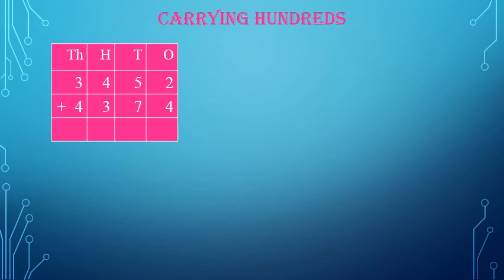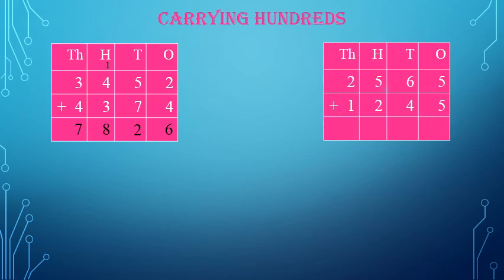Add the ones. 4 plus 2 is equal to 6. Now add the tens. 5 tens plus 7 tens is equal to 12. So write 2 in tens column and 1 is carried over to the hundreds column. So 4 plus 3 is equal to 7. 7 plus 1 is equal to 8. And now add the thousands. 3000 plus 4000 is equal to 7000. So what is your answer? 7826.